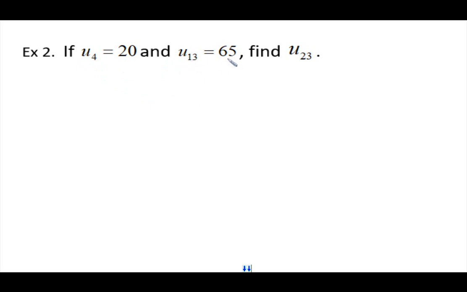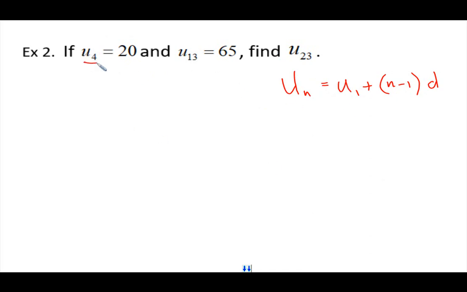And they want us to find the 23rd term. Okay, so when you're given this information, you have to remember the formula. So the nth term formula, like I told you, you use it a lot. The nth term formula is equal to the first term plus n minus 1 times d. So we're going to plug what we know into this formula.